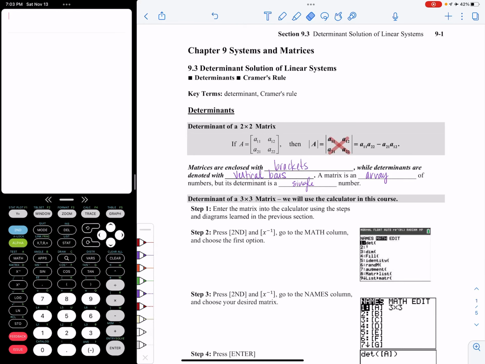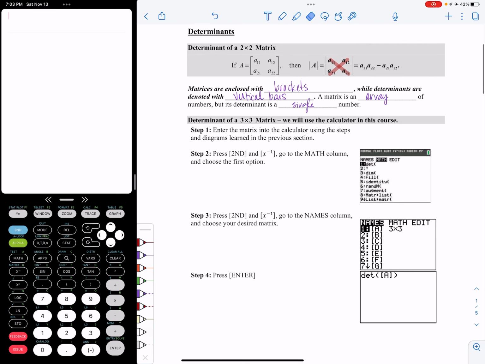All right, so this is going to be section 9.3 where we're going to be talking about determinants. And then after we look at determinants, we'll show you how to use determinants by solving using Cramer's rule. All right, so first of all, finding a determinant of a 2 by 2.